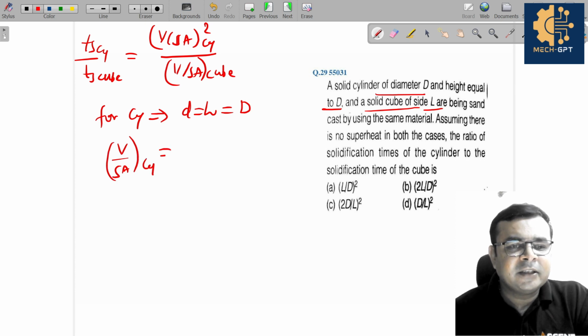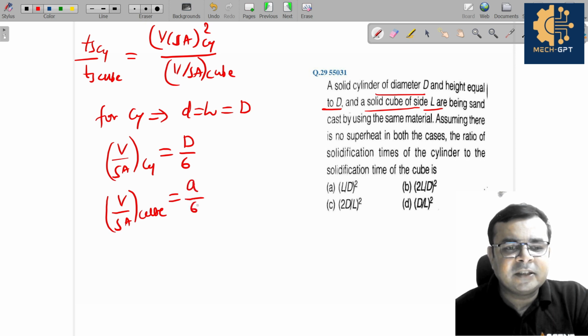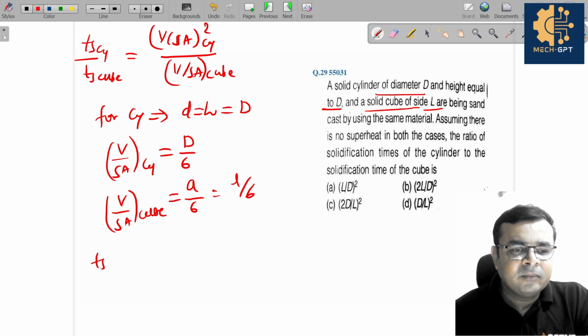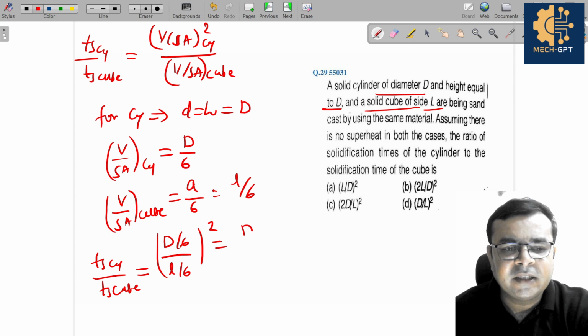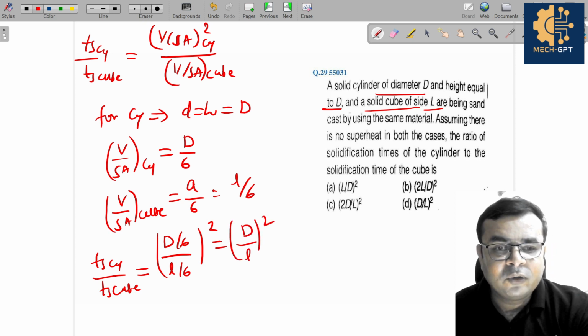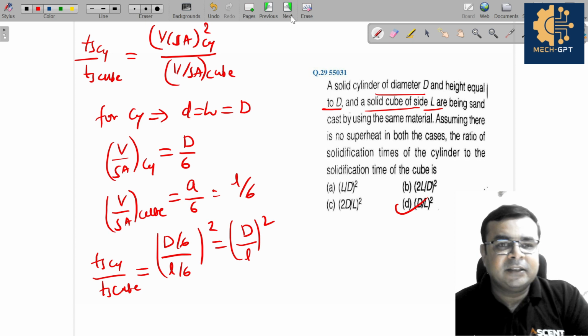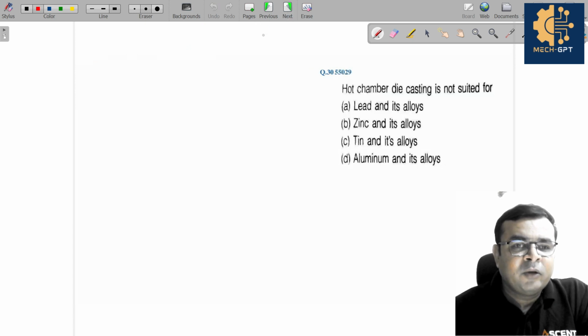of the cylinder is nothing but D by 6, and similarly V by SA of the cube is nothing but A by 6, or simply you can say L by 6. Correct? So the solidification time of cylinder over the solidification time of cube is equal to capital D by 6 over L by 6 whole square, or simply D by L whole square. So D by L whole square, option D is the right answer. Correct? Okay, so what about this?